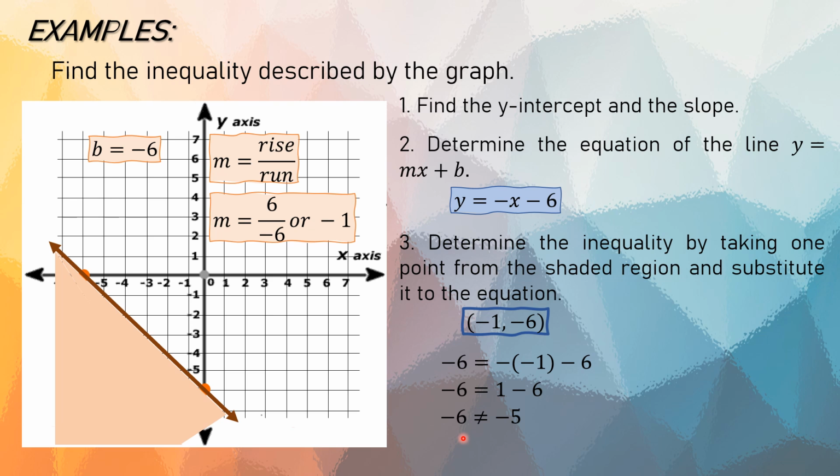So, ano ba ang difference ng -6 at -5? Since mas maliit ang -6 sa -5, gamitin natin yung symbol na less than. And then, tsaka natin hanapin yung inequality by using the symbol of less than dito sa y is equal to -x minus 6, kaya naging y is less than or equal to -x minus 6. Bakit may equal sign? Ito ay dahil solid line yung ginamit sa graph. Or pwede ring y plus x is less than or equal to -6.